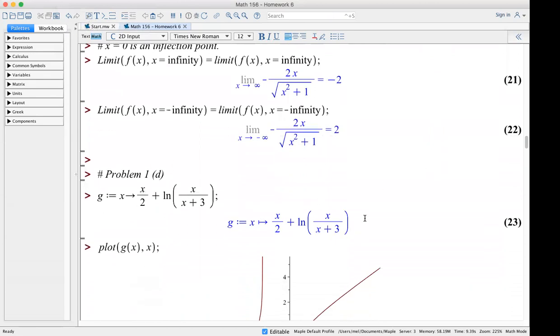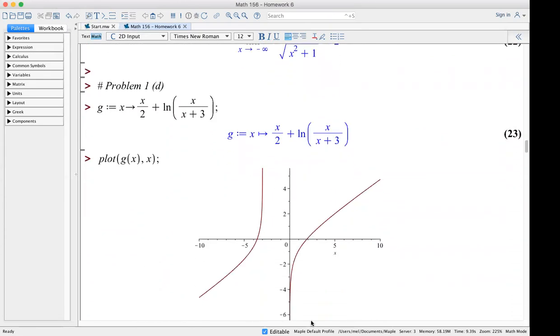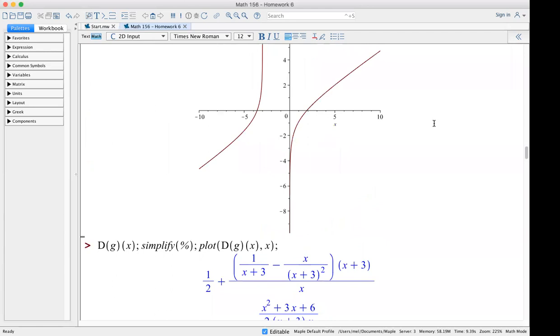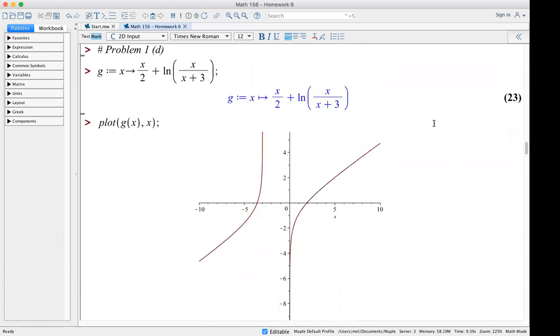1D, this is the function. The graph looks like that. Kind of interesting. You can actually see that as x goes to infinity, x over x plus 3 is approaching 1, so this is approaching 0. So this graph is really approaching asymptotically to just the line x over 2.